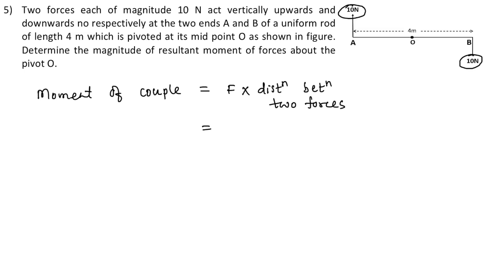Magnitude of any one force, that is 10 Newton, into distance between the two forces here is 4 meter. So the moment of couple becomes 40 Newton meter. Of course, the direction of the resultant moment here is clockwise. Okay, the moment due to both the forces is in clockwise direction. So we can say 40 Newton meter clockwise is the resultant moment or moment of couple.